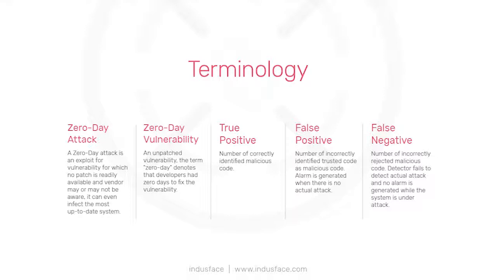But in any kind of detection system, we have a risk of being incorrect. And so if we're incorrect in identifying a threat as being real when it isn't, it's called a false positive.